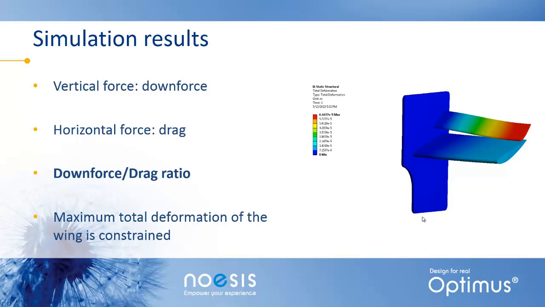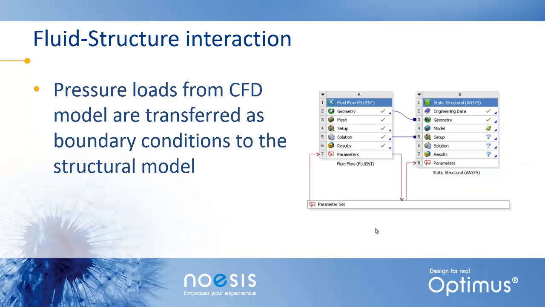Here's an example view of the simulation results. The vertical force that we end up with is downforce. The horizontal force is drag. We take that ratio. So that's all done from the CFD, or the fluid side. And then on the structural side, we look at the maximum total deformation of the wing and of the flap. The pressure loads from the CFD are transferred as boundary conditions to the structural model inside of ANSYS Workbench, as you can see here.